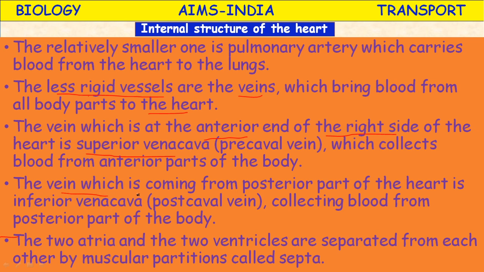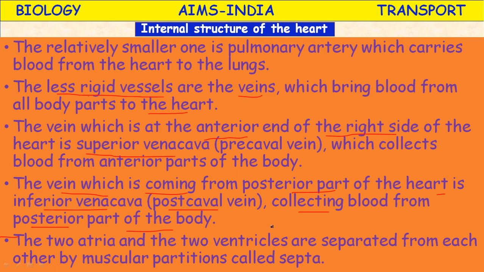Next, the vein which is coming from the posterior parts of the body is the inferior vena cava or postcaval vein. It collects the blood from the abdominal parts or posterior parts of the body, from the limbs, from the legs, and abdominal parts. The deoxygenated blood is collected, and both the vena cava open into the right auricle.